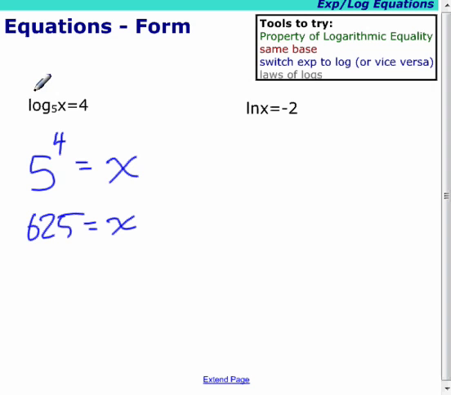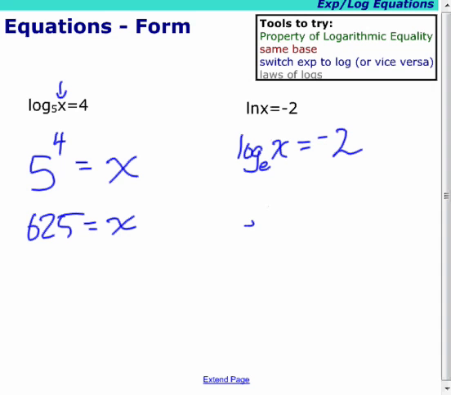When I'm looking at it in log form, I was struggling to find exactly what I should be writing. I guess I should have read it as 4 is the exponent to which 5 is raised in order to get x. And that's exactly what we wrote for exponential. Same thing here. I have a log form. If you want to always rewrite the ln as log base e, that's perfectly acceptable.